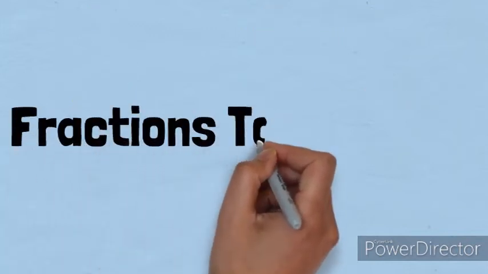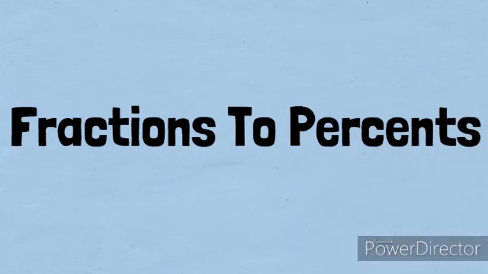Fractions to percents. How do you convert from fractions to percents? There are two easy steps. First, divide the fraction and then multiply it times 100. Why 100? Well, the literal meaning of percents is per 100, and the denominator for percent will always be 100. Therefore, you have to multiply times 100.